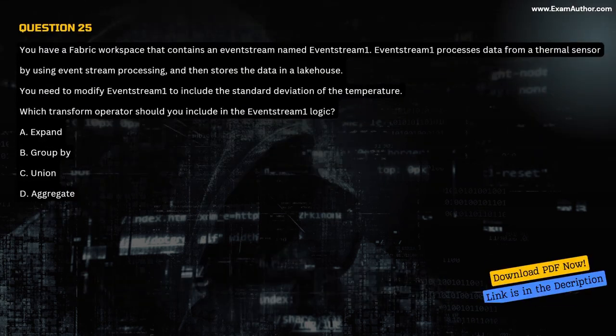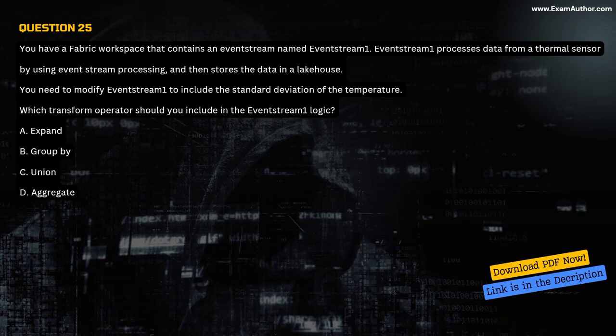Question 25. You have a Fabric workspace that contains an event stream named Event Stream 1. Event Stream 1 processes data from a thermal sensor by using event stream processing, and then stores the data in a lakehouse. You need to modify Event Stream 1 to include the standard deviation of the temperature. Which transform operator should you include in the Event Stream 1 logic?